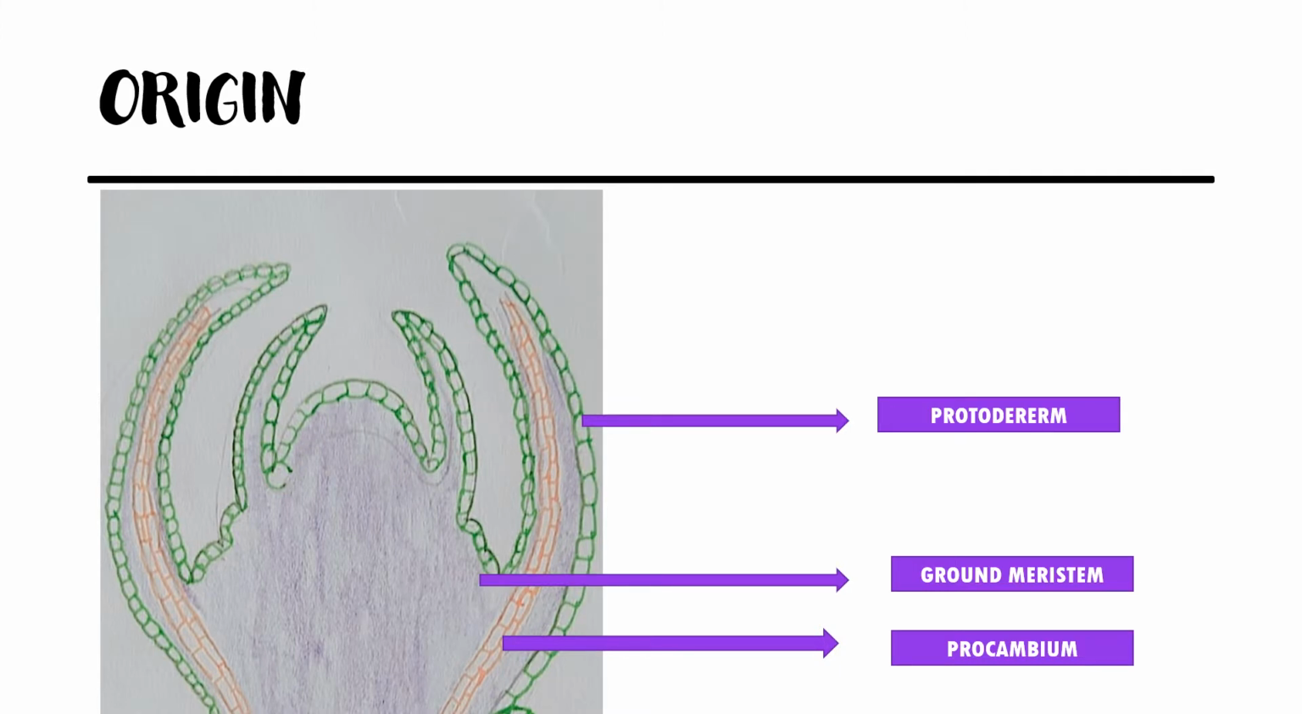If we look at the origin of this tissue system, protoderm of meristematic tissue get converted into epidermal tissue system. Ground meristem gets converted into ground tissue system, and procambium gets converted into vascular tissue system. In this video, we are going to explain about epidermal tissue system in details.